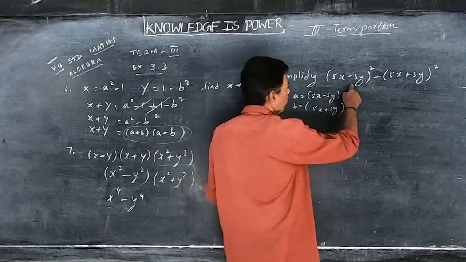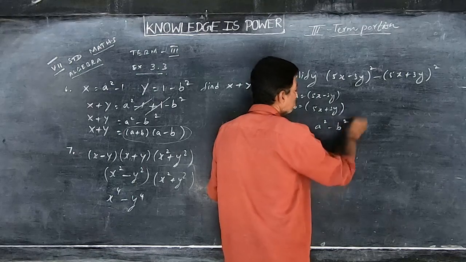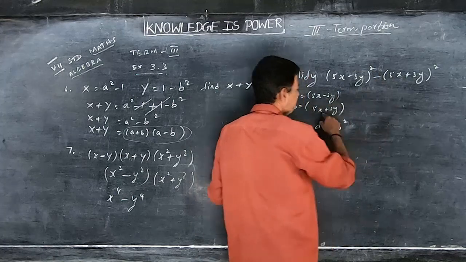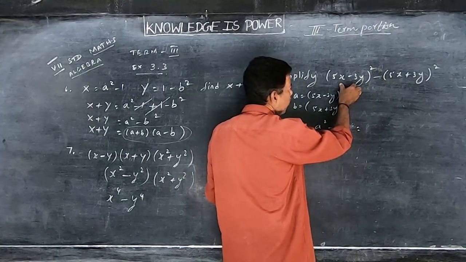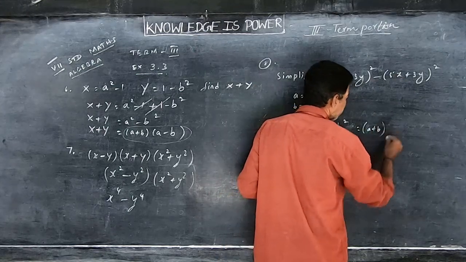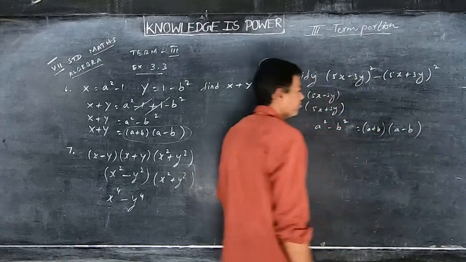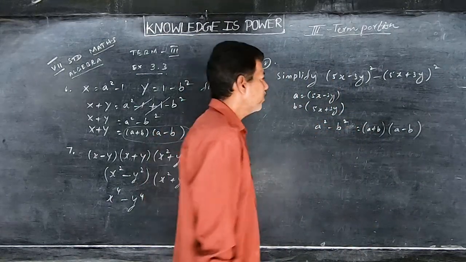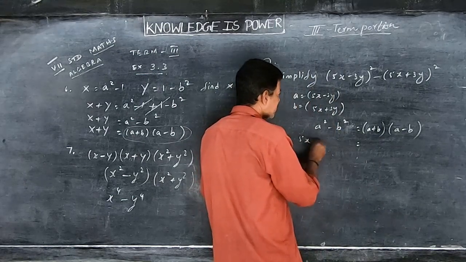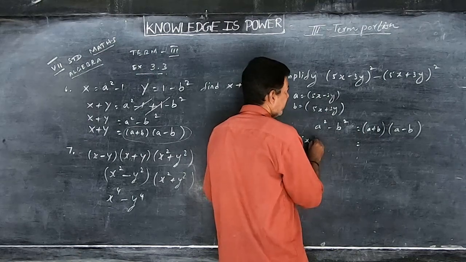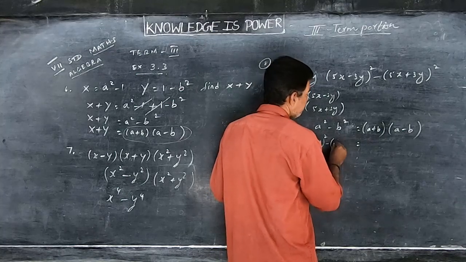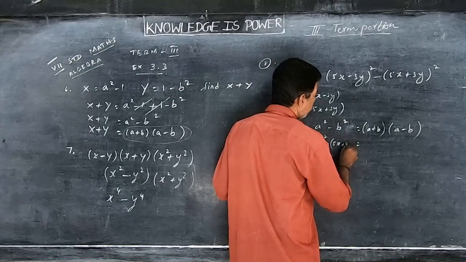How can we write this now? A square minus B square, because this A I have written here, and this B I have written here. How can we split this? A plus B and A minus B. What is A? 5x minus 3y whole square, minus what is B? 5x plus 3y whole square.